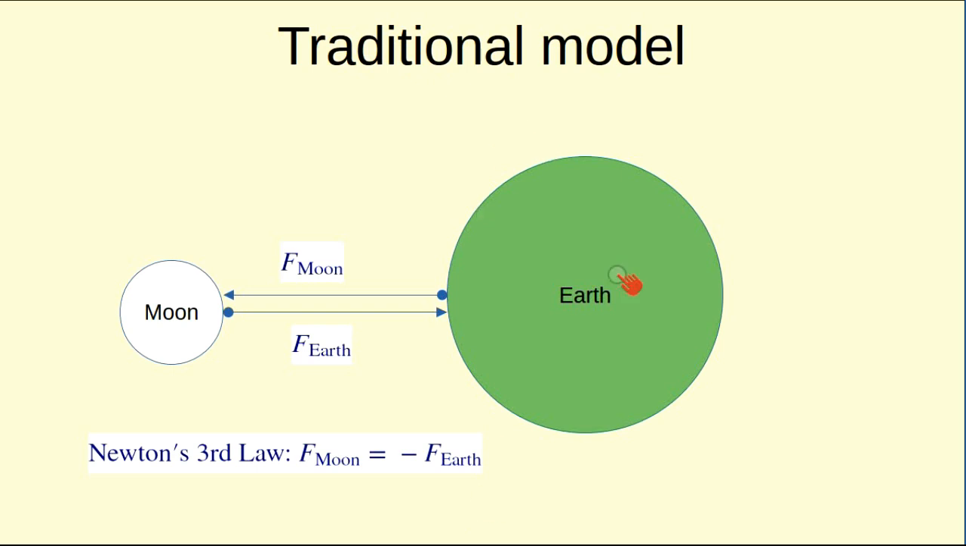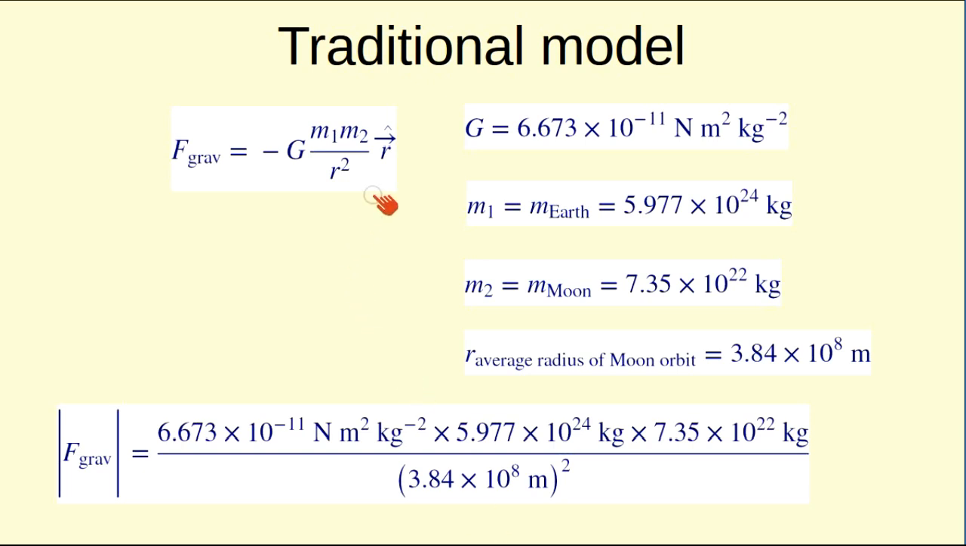So traditional model, here's the Earth, here's the Moon, the force of the Earth on the Moon, and the force of the Moon on the Earth. Newton's third law, these are equal and opposite. So we take Newton's law of gravitation, which is F-grav equals minus G m1 m2 over r squared in the r hat direction, and we take the constant of gravitation, which is 6.673 times 10 to the minus 11 newton meter squared per kilogram squared.